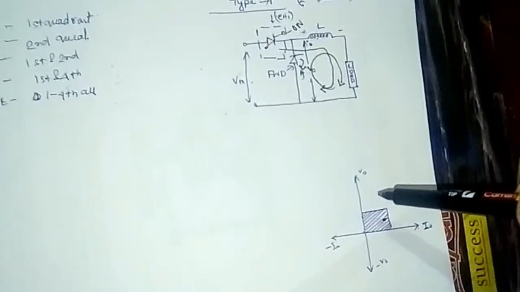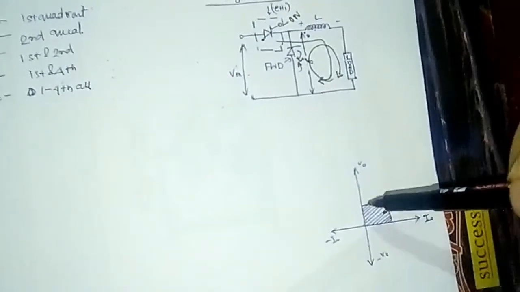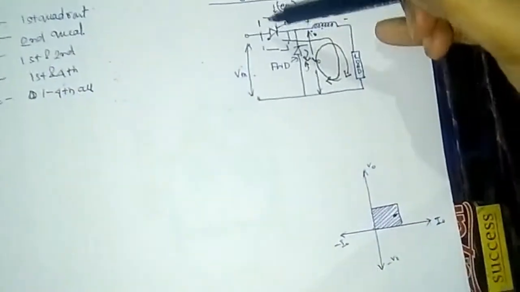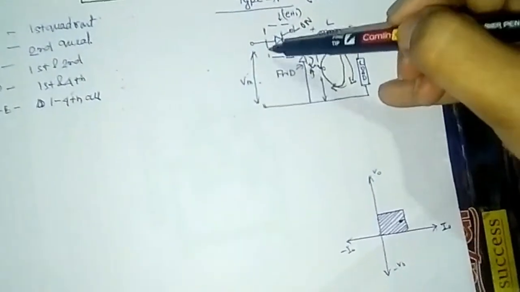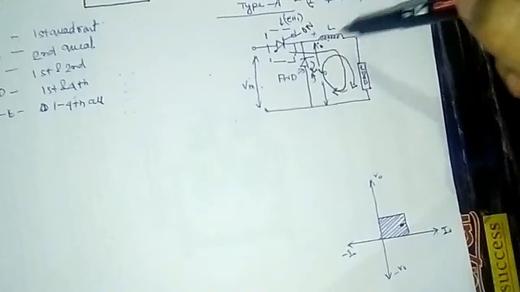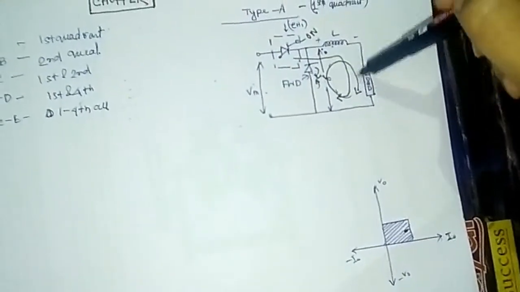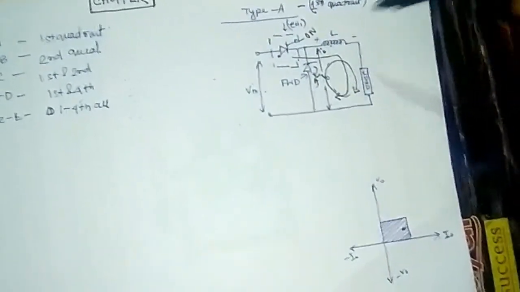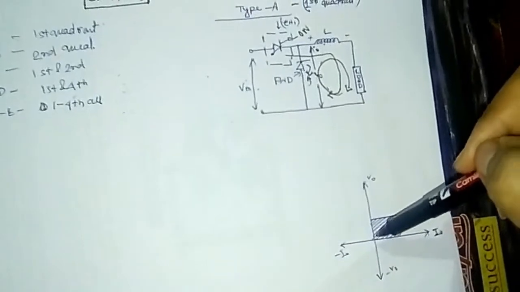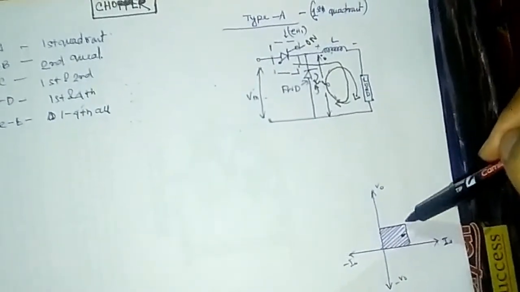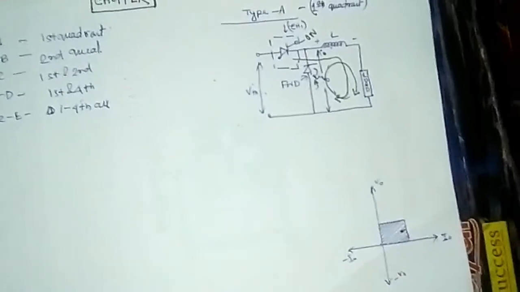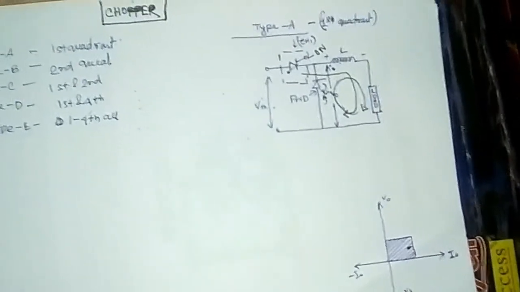So that is why it is called quadrant 1, because every time we are getting a positive output. The current is passing in the positive direction, so every time we are getting a positive directional output. So everything will be in the first quadrant, and that is why it is called the first quadrant chopper.